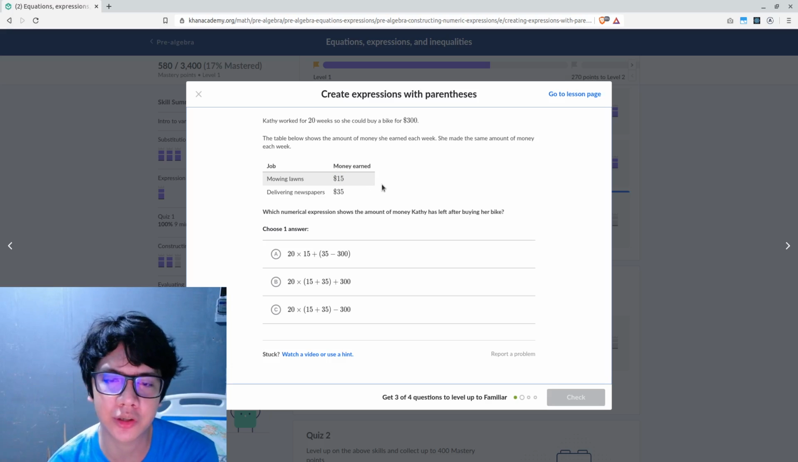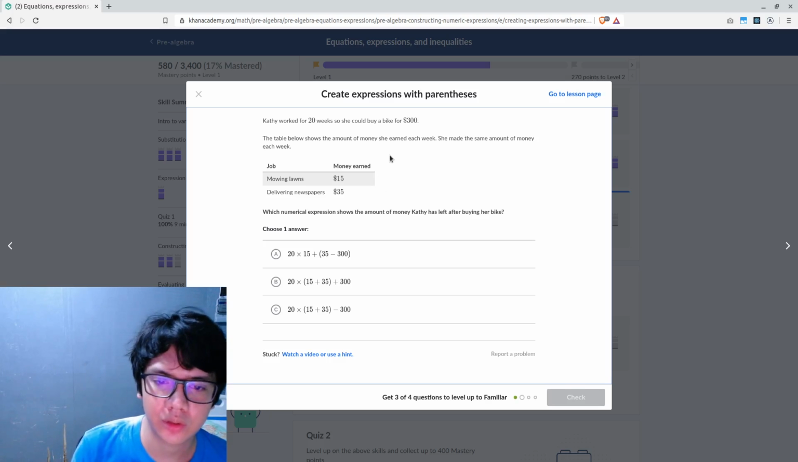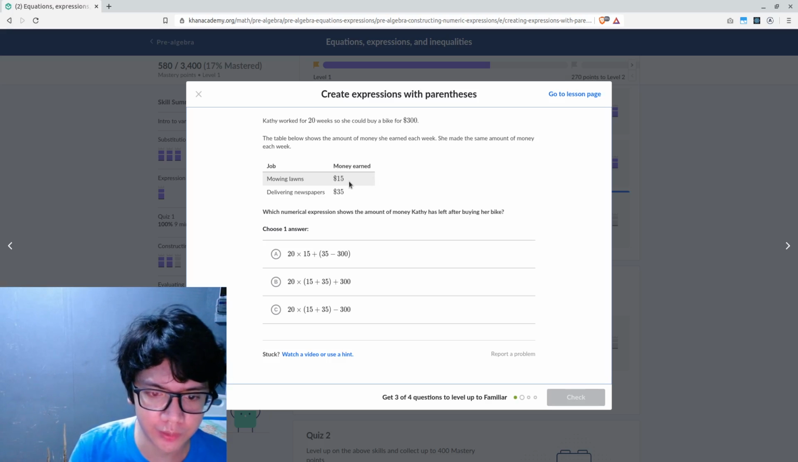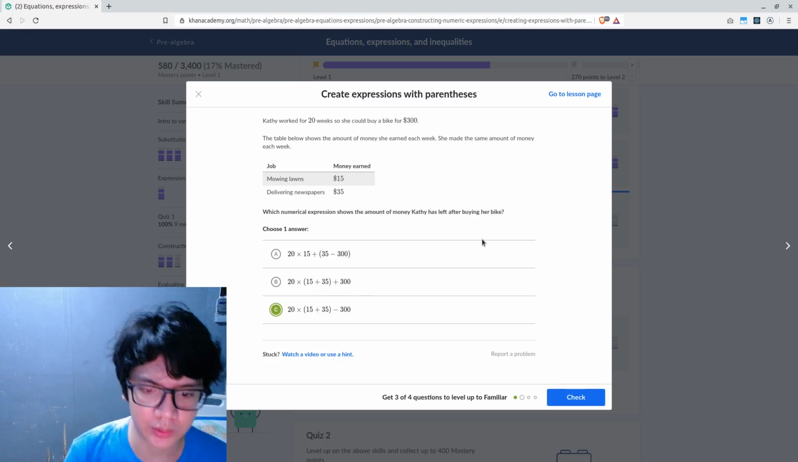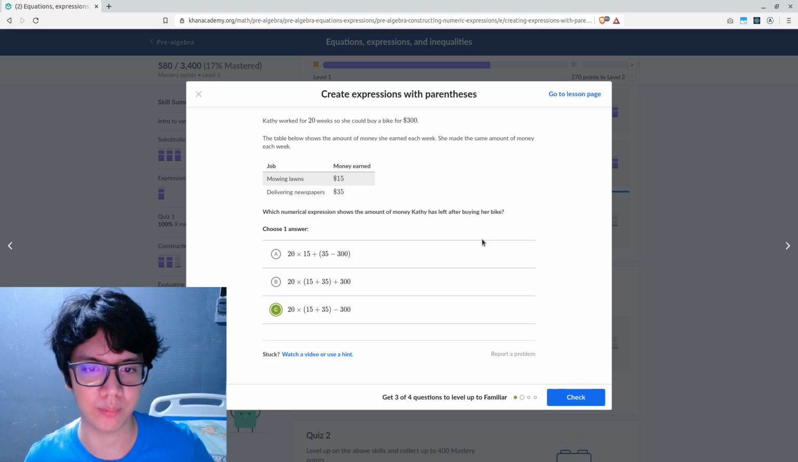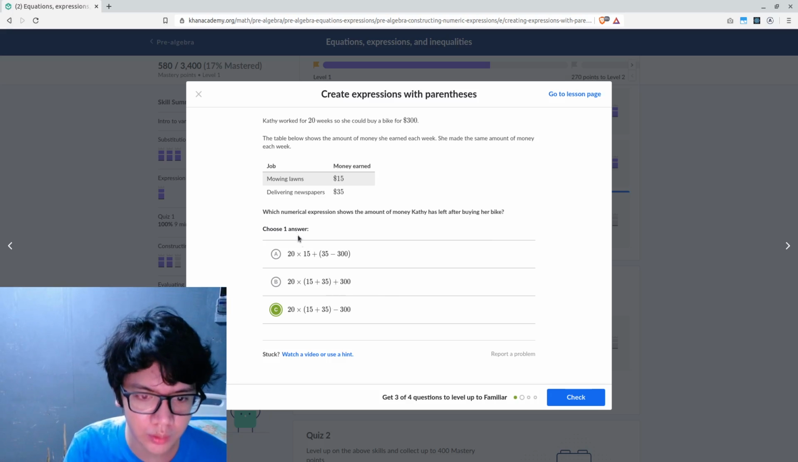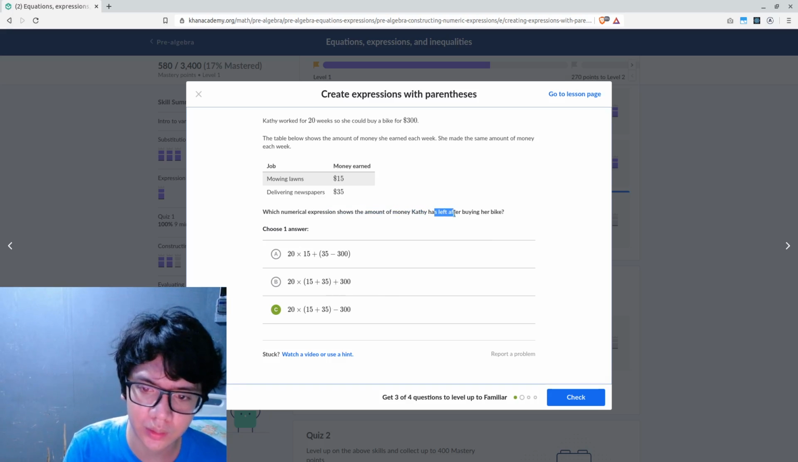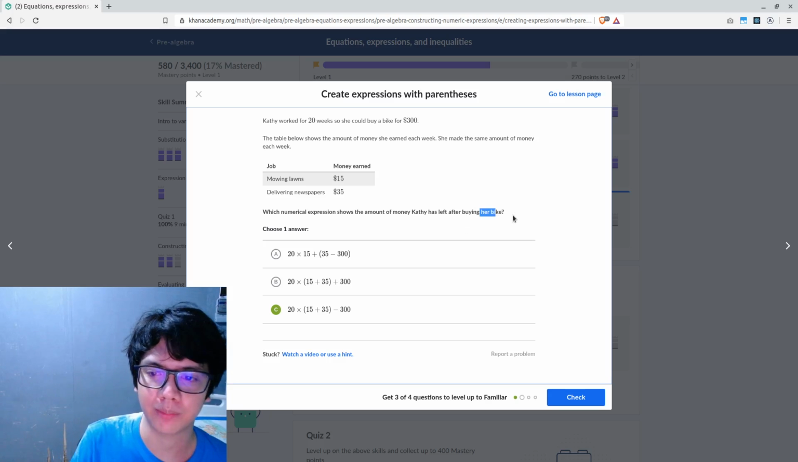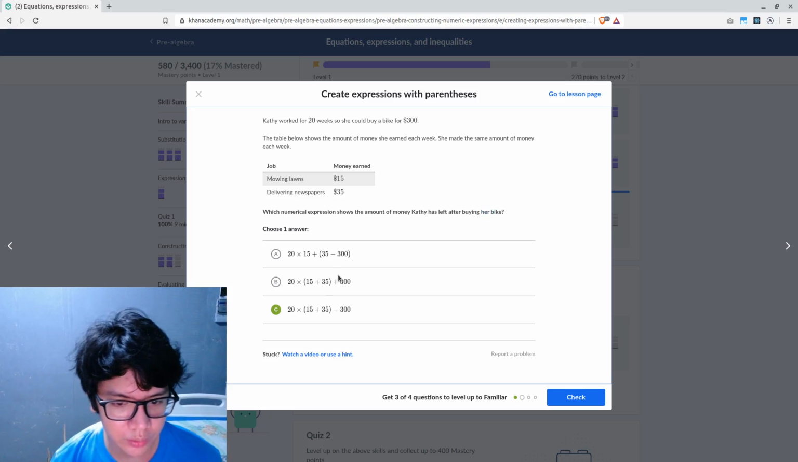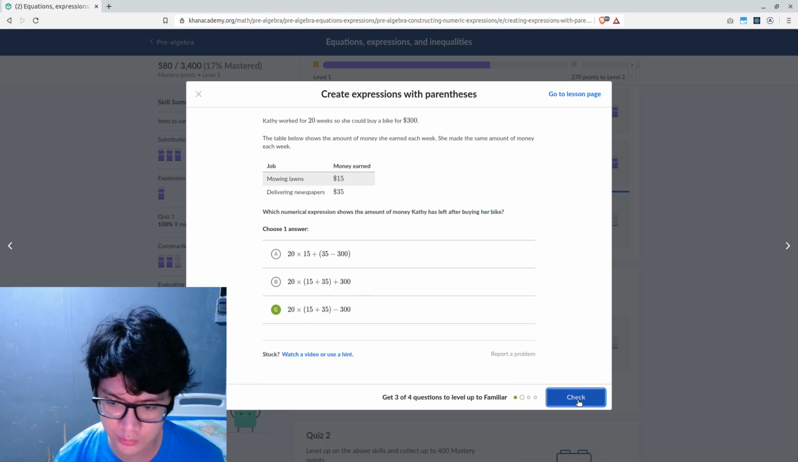What the money she earned each week. So we have 35, 15 plus 35 times 20 minus... Wait, what? After buying her bike. Oh, okay. Now this makes sense.